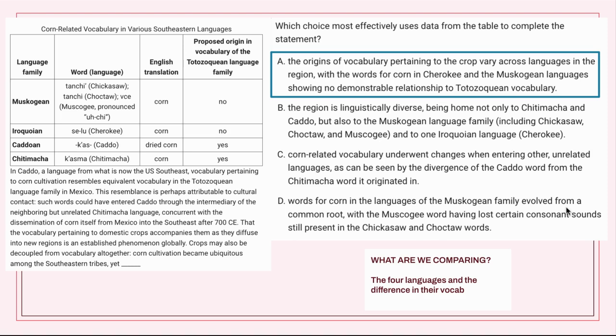So again, even if you didn't completely understand each of the answer choices for whatever reason, if you just keep in mind that we should be comparing as many languages as we can and pointing out that these ones up top are a little different from the ones below, that's enough to show how the origins of the vocab are not always going to be the same, even though the word is for the same crop, basically.